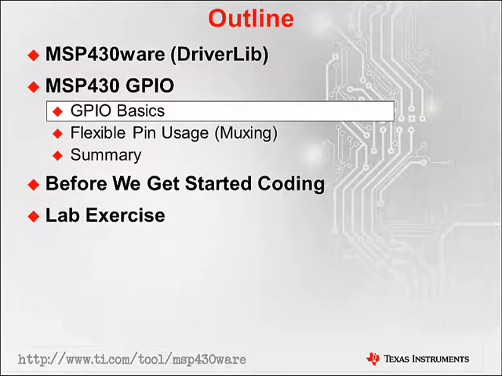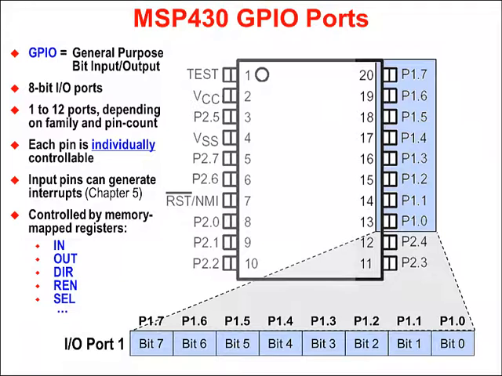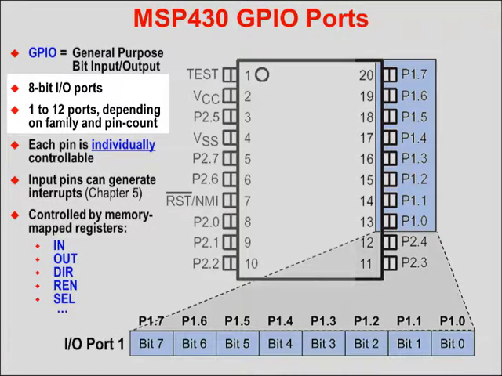So let's look at the GPIO basics. First thing, MSP430 has GPIO ports. It could be anywhere from 1 to 12 ports depending on the device you're using within the MSP430 family. Usually you could say that the more pins the device has, the more I/O the device has, the more GPIO ports the device has. So the MSP430 is built around 8-bit I/O ports.